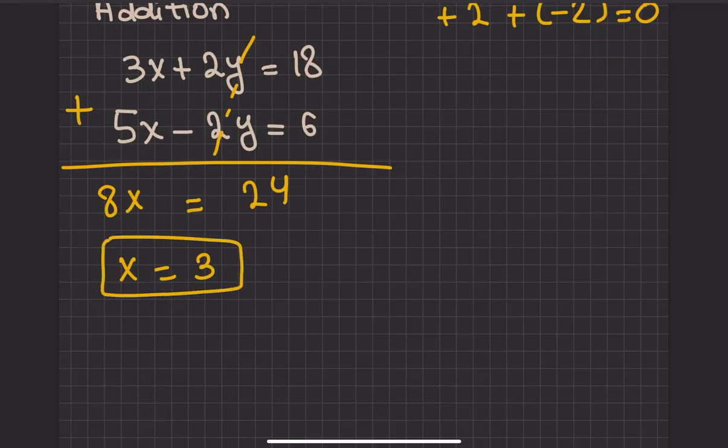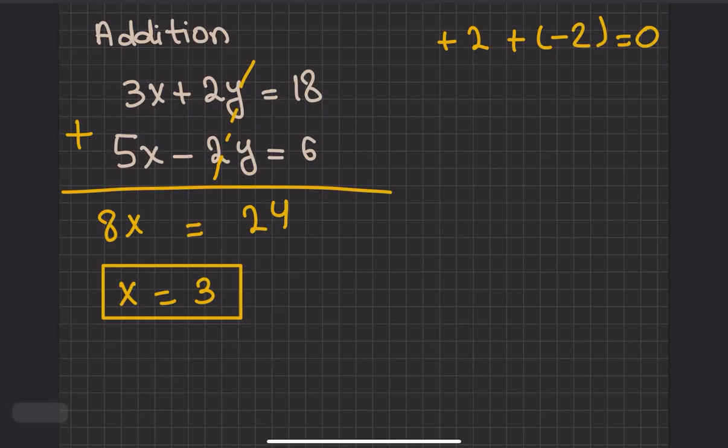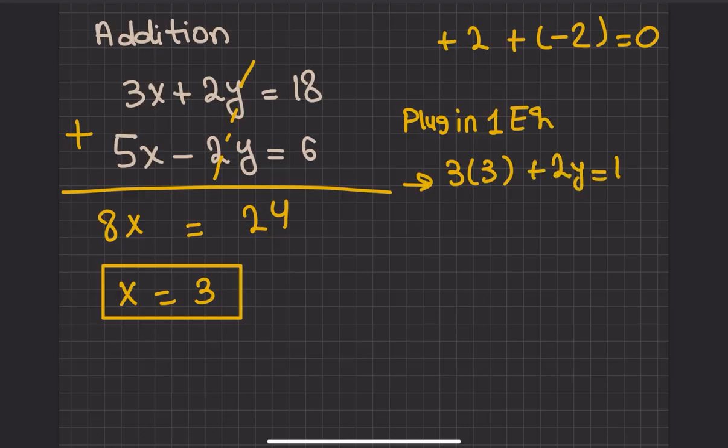I have my x here. I want to find my y. It's my choice. I can plug into either of the equations. What I'm going to do, I'm going to choose the first equation because I have positive y and I like to deal with positive numbers. So I'm going to write down, plug in first equation. It's going to be 3 times 3. Instead of x, I'm going to write down 3, plus 2y equals 18. So what I'm going to have is 9 plus 2y equals 18.